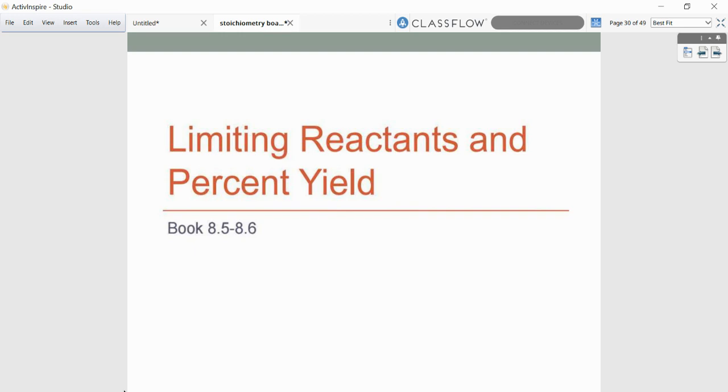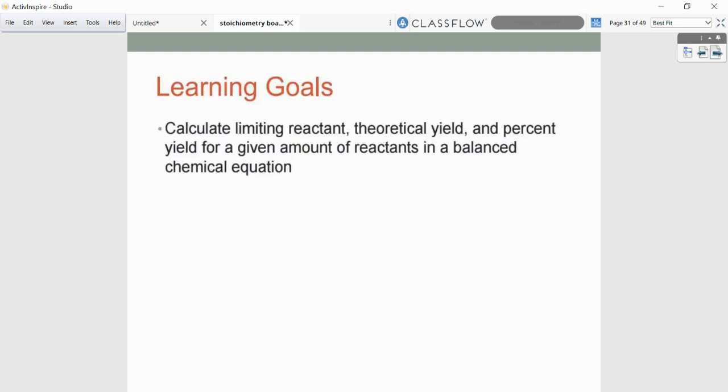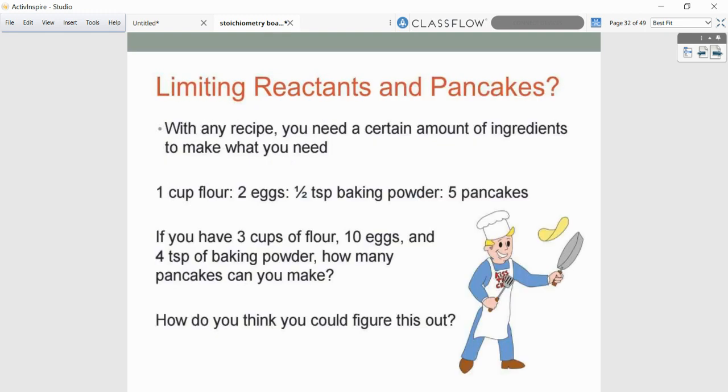Now that we've looked at how we figure out mole ratios using our balanced equations, and then we use that to help us do conversions between moles or between mass and moles, now we're going to apply some more concepts to this. So we're going to take a look at limiting reactants, percent yield, and we'll also calculate theoretical yield, as well as looking at excess reactants.